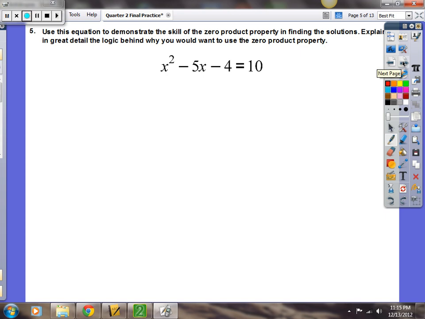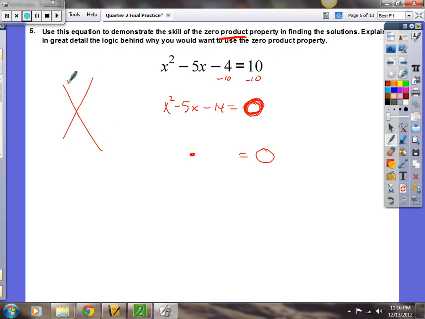Okay, the zero product property. Let's solve this one. Let's get everything on the same side. Minus 10, minus 10. You got x squared minus 5x minus 14 is equal to 0. Okay, this is the zero product property right here. Now the product is multiplication. So if you can transform this into a multiplication, you're going to use your logic and say the only way I can multiply and get 0 for an answer is if I times by 0. So the question is, does there exist two numbers that times give you negative 14, add and give you negative 5?